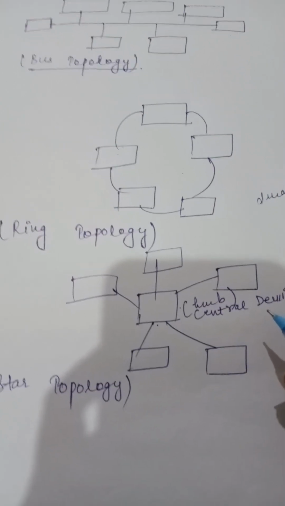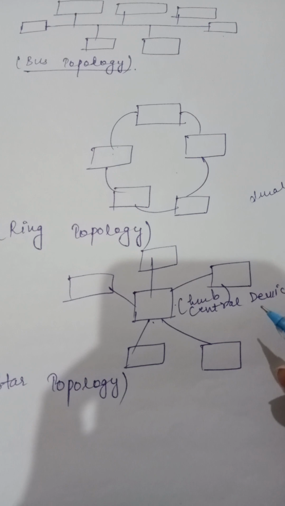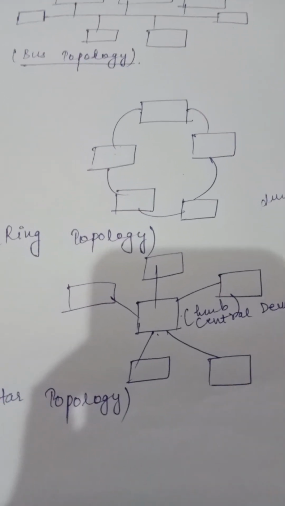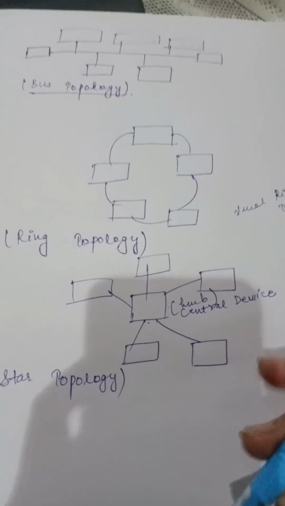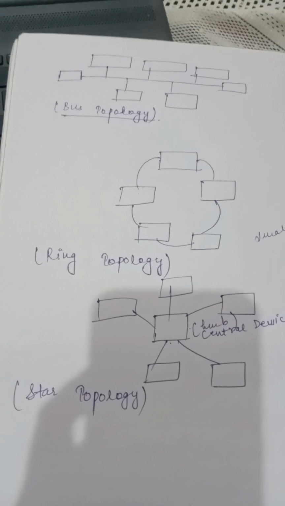It is easy to set up and troubleshoot, and this is the most popular topology in LAN networks. So in local area networks, we usually prefer the star topology.